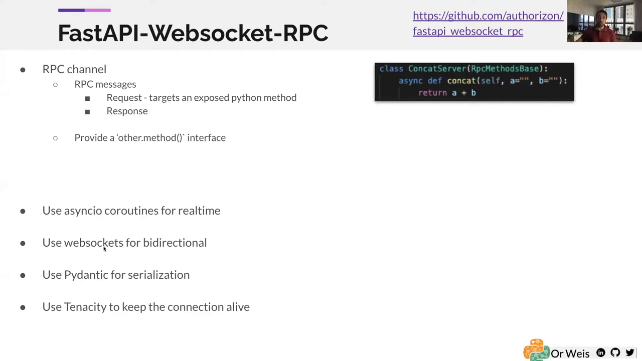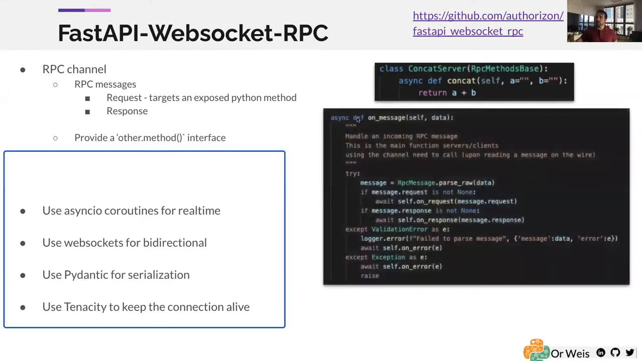Obviously, as we mentioned, we'll be using WebSockets for having it bidirectional. And we'll be using Pydantic to get serialization. Pydantic really works well with FastAPI. It's a native library that FastAPI uses. And we'll be using it to define our RPC messages, both for request and response. And we'll be using Tenacity, another cool library, to maintain that durability that we mentioned.